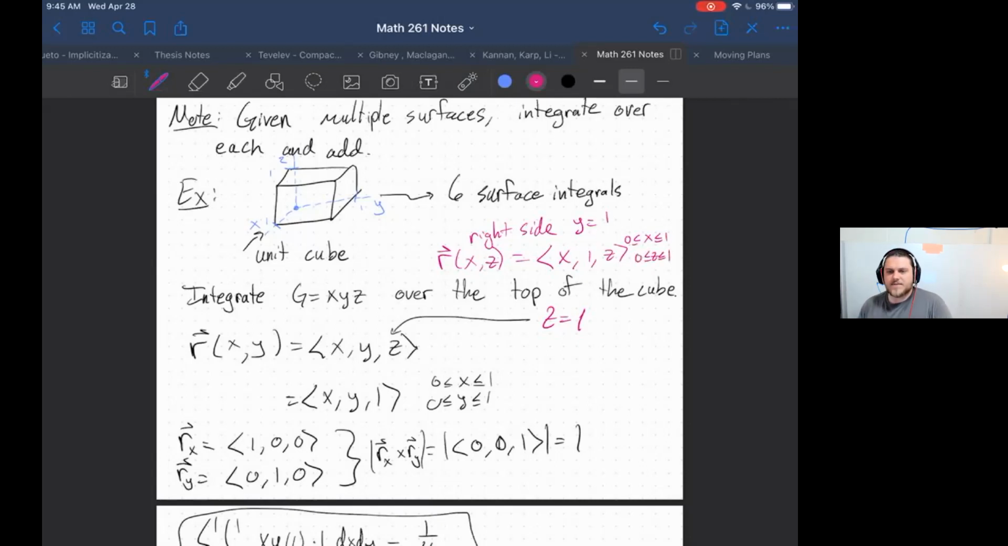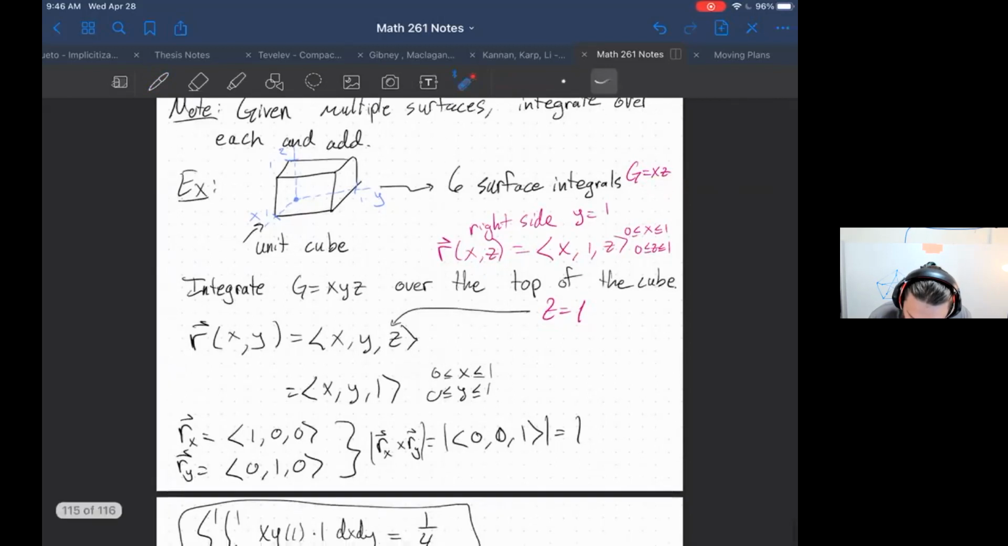And you could write all of this stuff down, and it turns out you're going to get the exact same integral for this right side as you would for the top and as you would for the front. But something else that you would need to consider is this function g. So g in this case on the right side would be x comma z, which is certainly different from x comma y that we had down here.